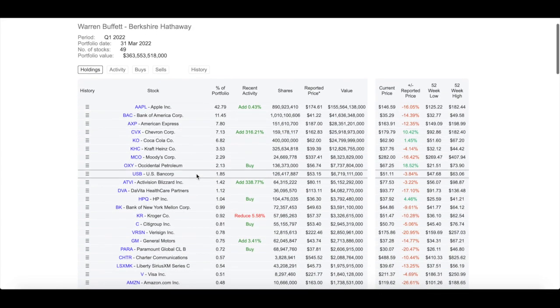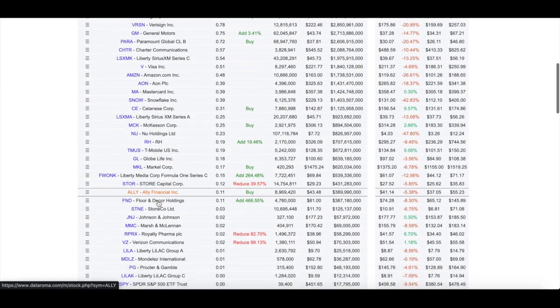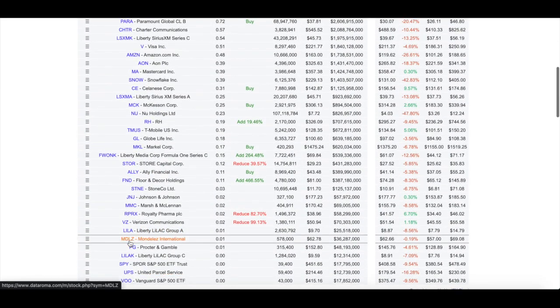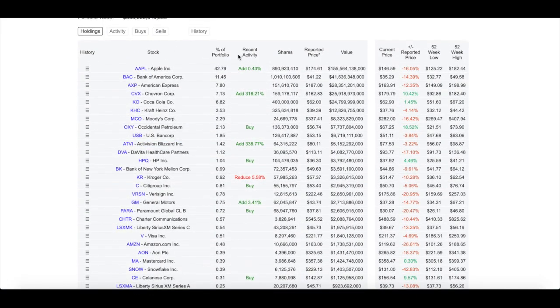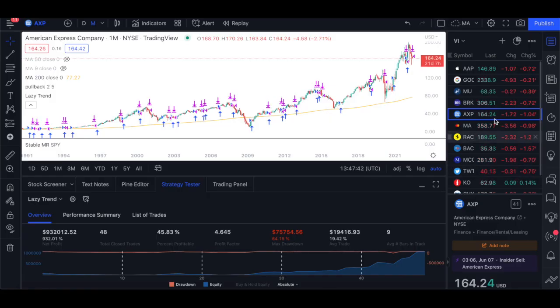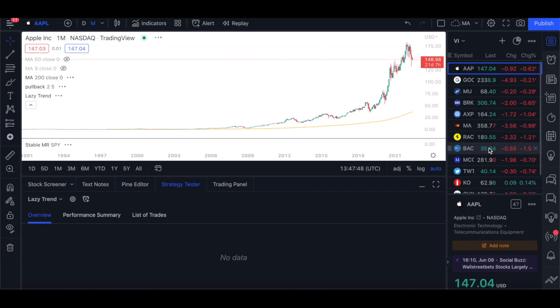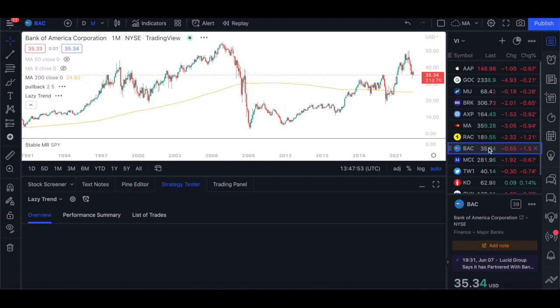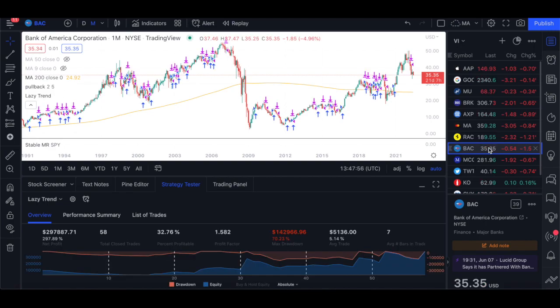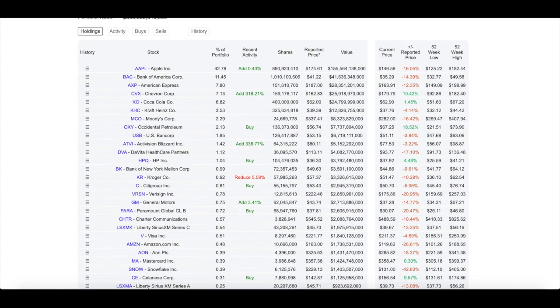And same thing goes with Warren Buffett. Warren Buffett, on the other hand, has got lots of stocks. So you can just copy paste all of Warren Buffett's stocks, or you can actually filter the stocks based on the percentage of portfolio. You can see 42% of his portfolio is in Apple and then Bank of America and American Express. Let's see Bank of America and American Express and how they performed in the lazy trend follower. So this is American Express here, Apple. Apple has got 17,000, and let's see Bank of America. It's got 297%.